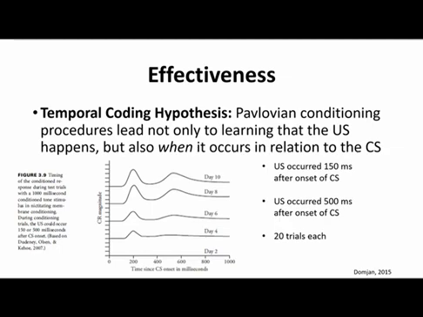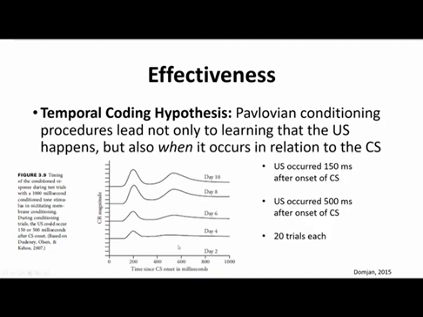An interesting little aside here before we get into inhibitory conditioning. We're going to talk very briefly about the temporal coding hypothesis. And this basically tells us that Pavlovian conditioning procedures lead not only to us learning that there is an association between the US and the CS, but we also learn when our US occurs in relation to the CS.